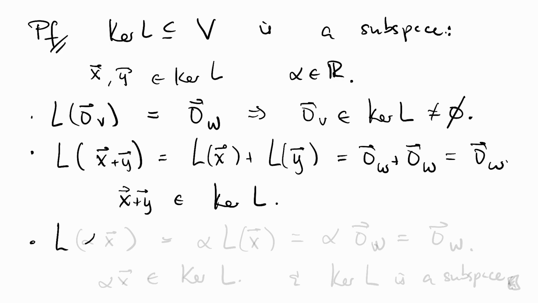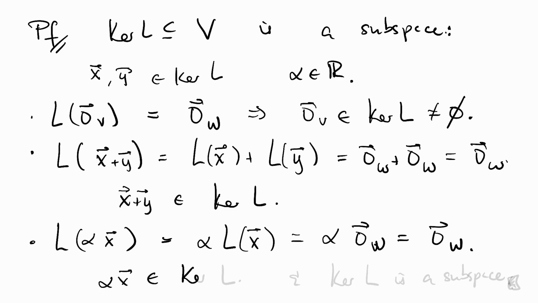Last but not least, L applied to alpha times the vector x, by the definition of linear transformations, is alpha times L(x). x was taken from the kernel, so this is alpha times the 0 vector, and the 0 vector times any scalar is, again, the 0 vector in W. And this means that alpha x is in the kernel of L. Putting this all together, the kernel of L is a subspace. QED. End of proof.